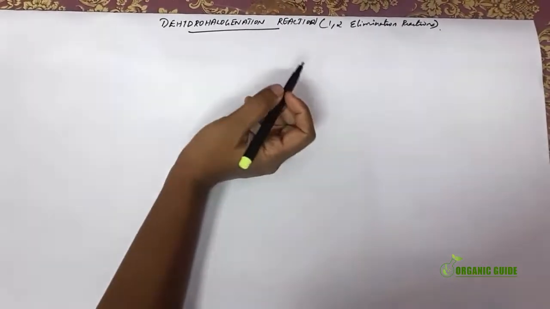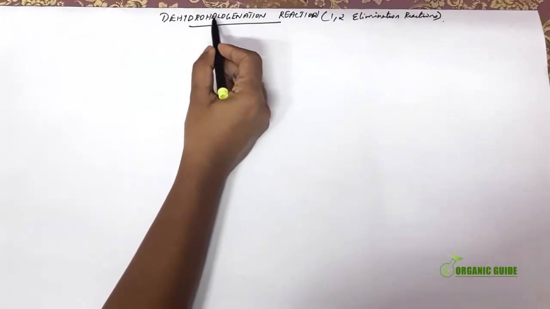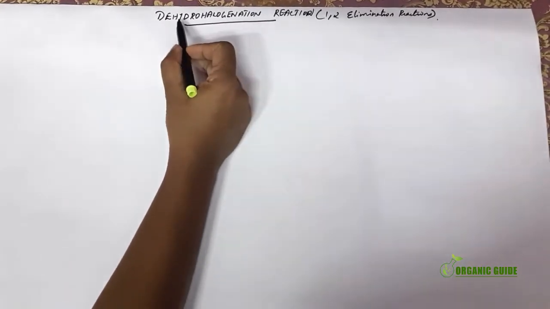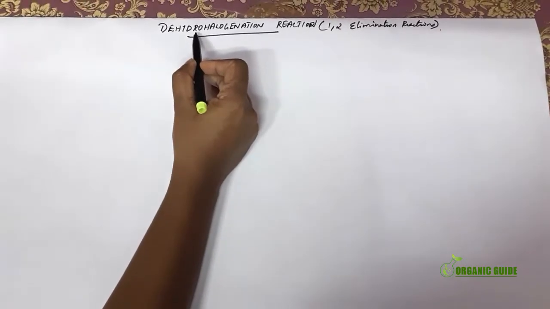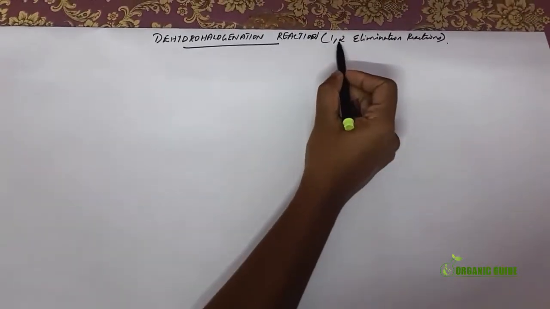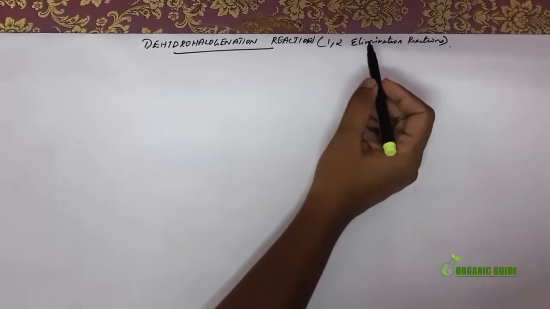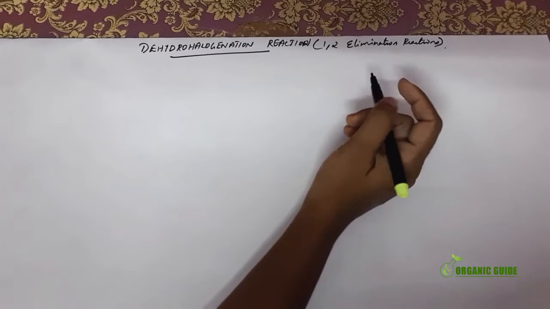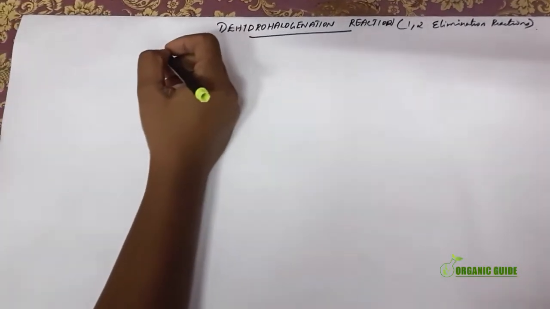The reaction involves the elimination of a halogen from the first carbon and hydrogen from the second carbon, and we will get an alkene. So this elimination occurs from the first and second positions, so they are known as 1,2 elimination reactions. I will write the general equation.